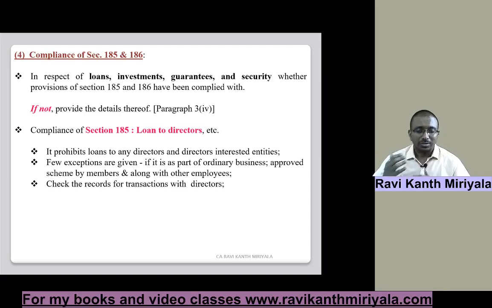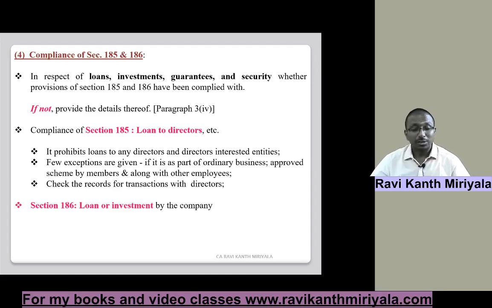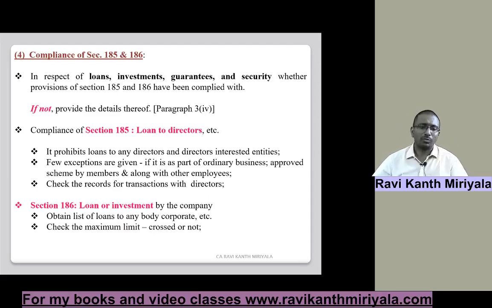So in case the company has given any loans to these people, we are supposed to look into the records. That is a small discussion about section 185. With respect to 186, it deals with loans and investments by the company. As usual, you will obtain a loan list for any body corporate. Check the maximum limit. They have mentioned very clearly how much loan can be given. It cannot cross that limit.